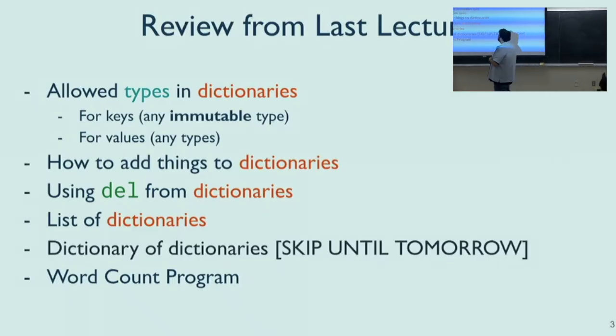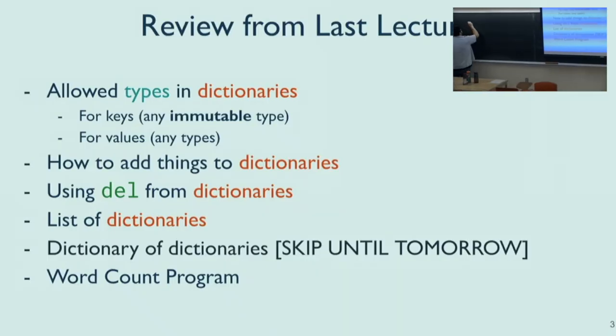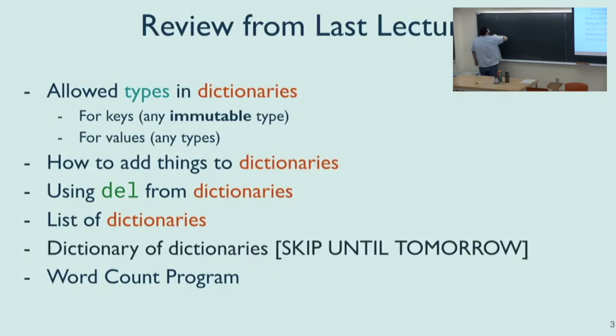Now, how do we add things to dictionaries again? So let's assume we have a dictionary here. We have some stuff, and it goes to some other stuff. I'm going to put a list here.